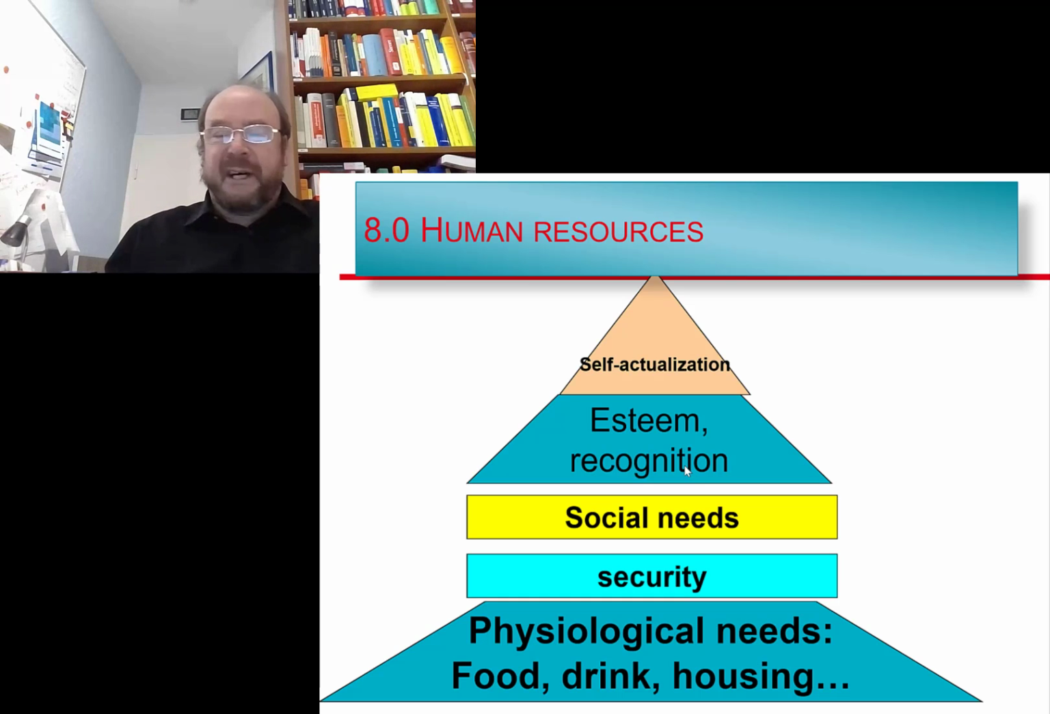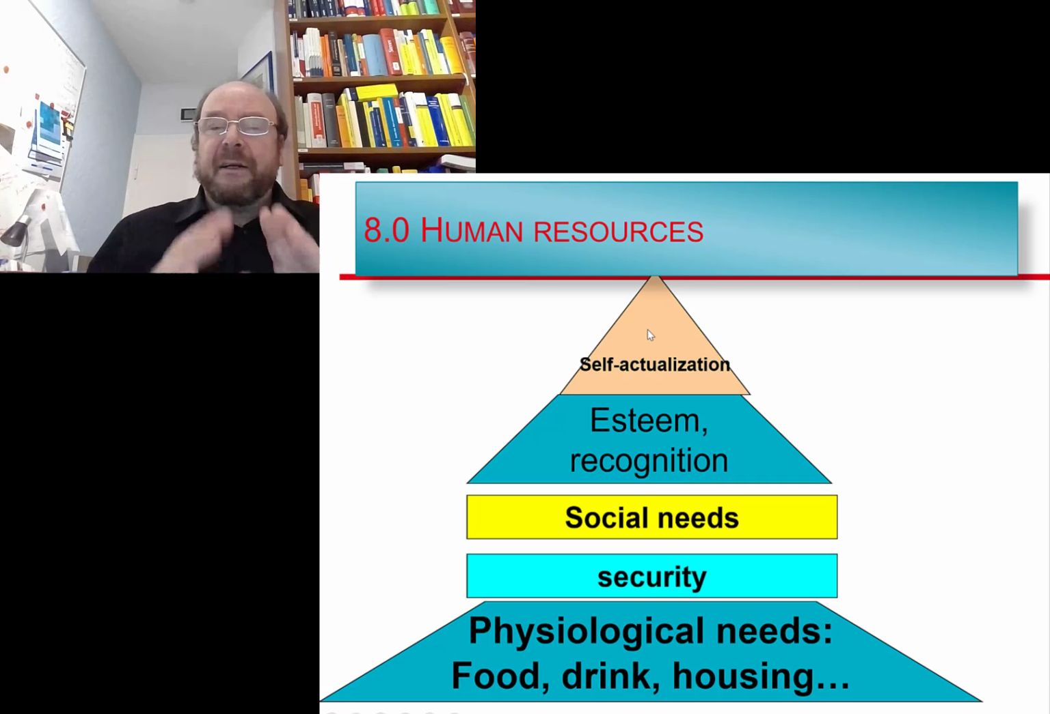Okay, when security is done, then social needs come up. Contacts, nice job, and so on. How is the working atmosphere, and all that plays a role. Then recognition, rank, social standing, all that begins to play a role. And in the end, you just want to follow your own aims and to realize all your possibilities. So that's called self-actualization.